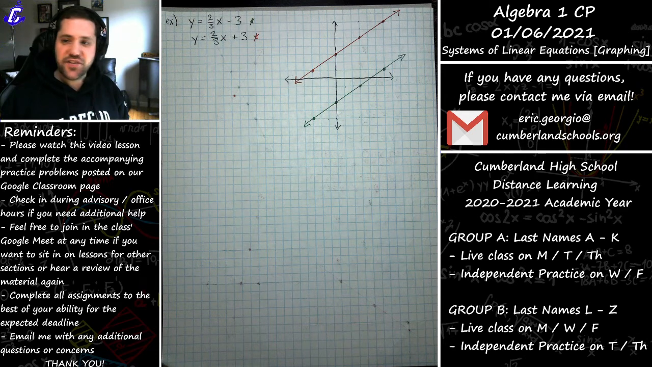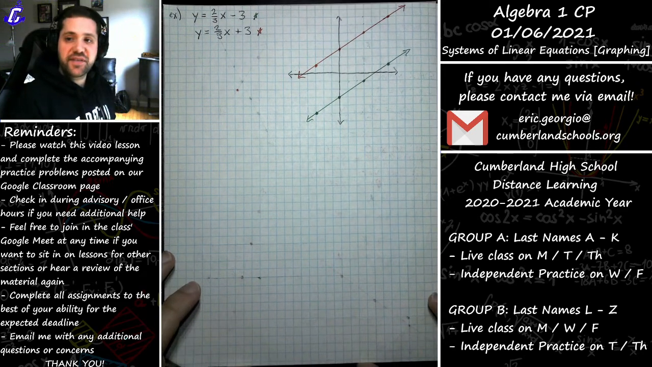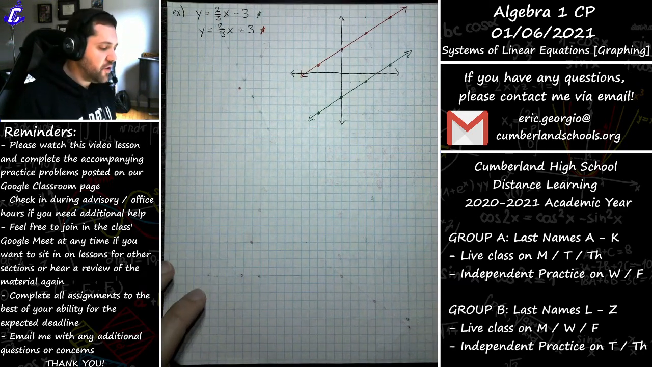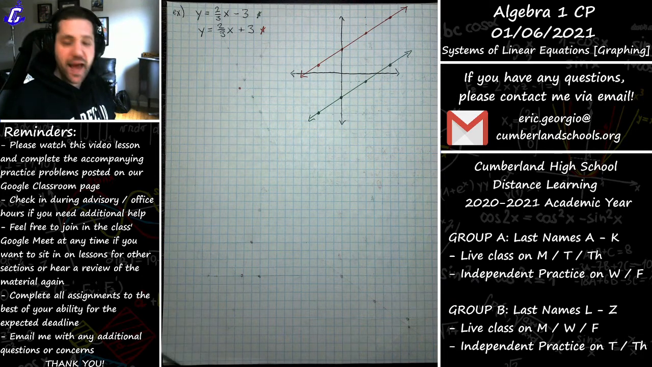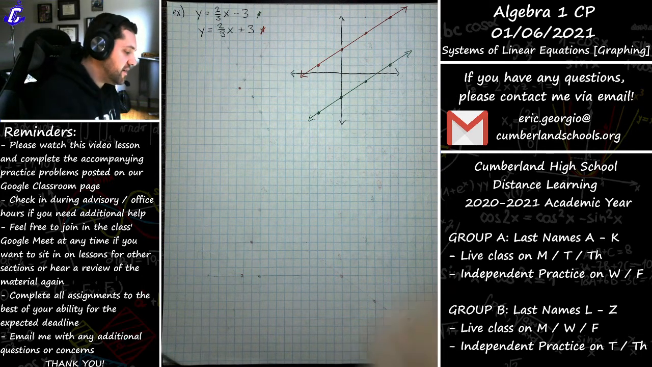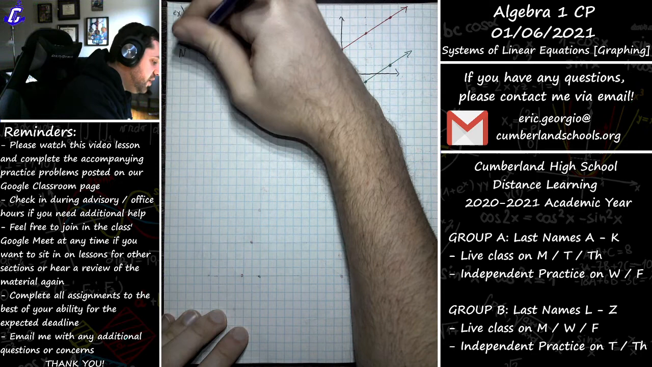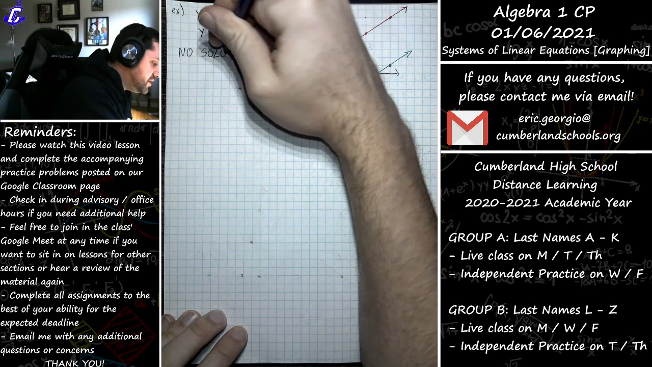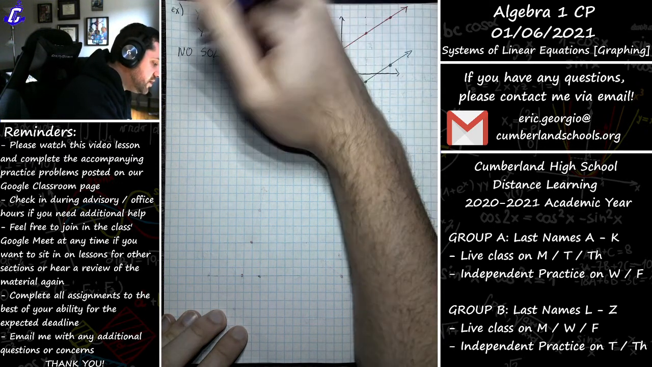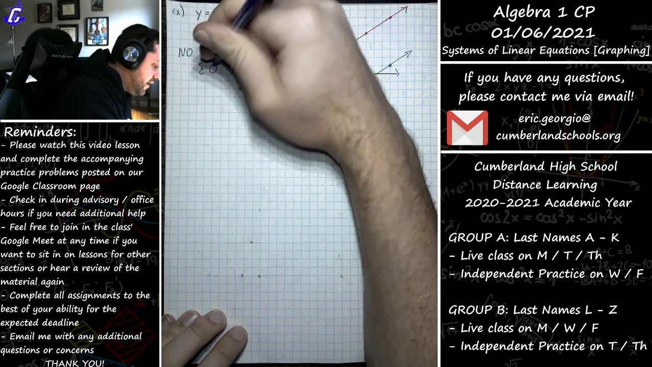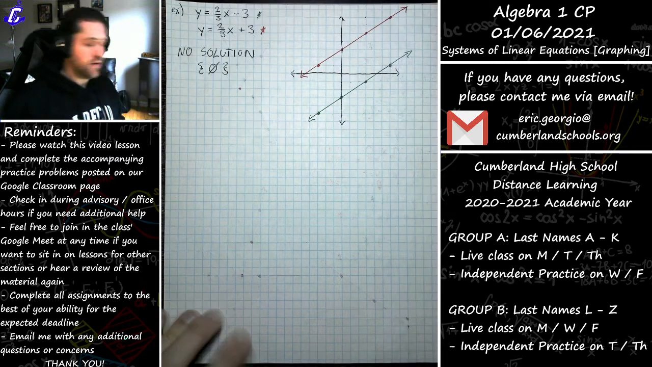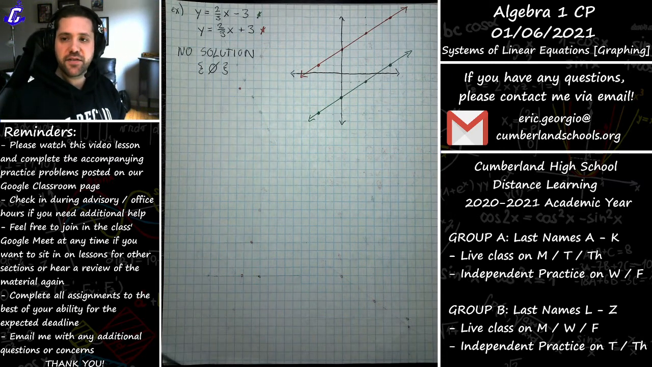So when will they intersect? The answer is they will never intersect. So if you end up with two parallel lines, a situation like this, this system of equations has no solution, which you could denote by writing the words no solution, or by using the symbol we talked about in class, that sort of 0 with the line through it. Okay, that has no solution.